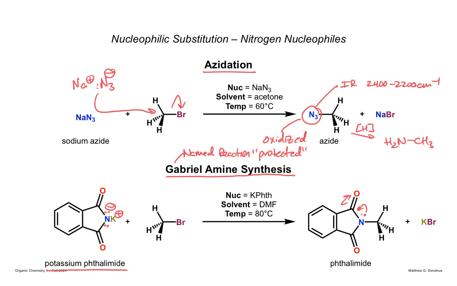Yeah. So it's protected because that lone pair, which could be nucleophilic and react with a second molecule of bromomethane, is delocalized through resonance. So it really doesn't exist on nitrogen anymore. And so it can't go through another SN2.